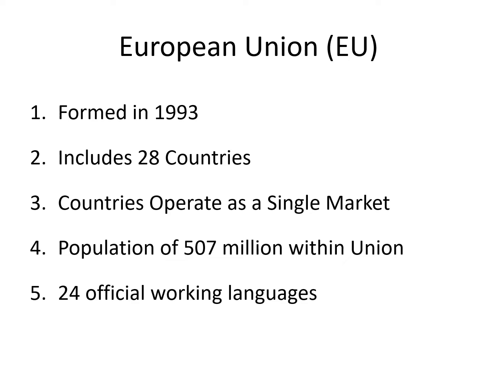The European Union is an economic and politically linked region that operates with a single market that allows the free movement of goods, capital, services, and labor within its member countries. The EU was formed in 1993. It includes 28 countries, and has a population of 507 million within its member countries. The EU also consists of 24 official working languages.